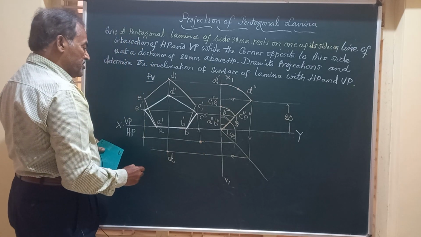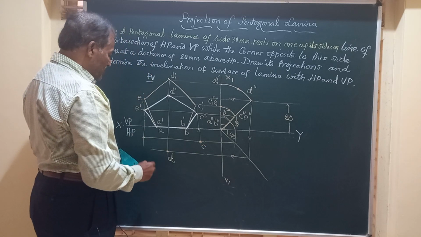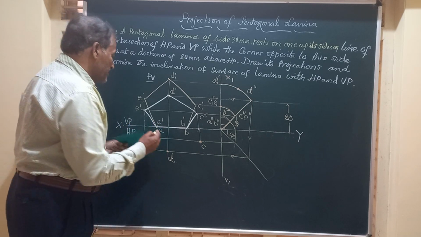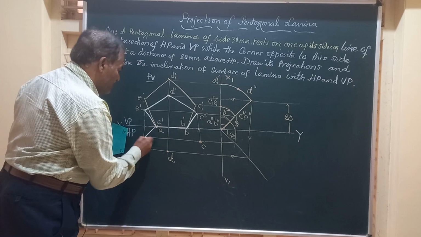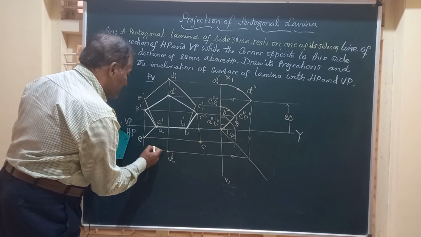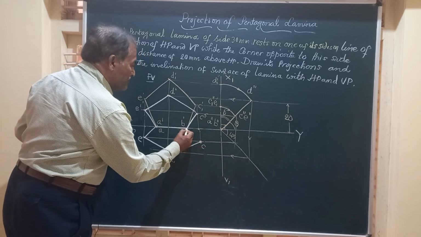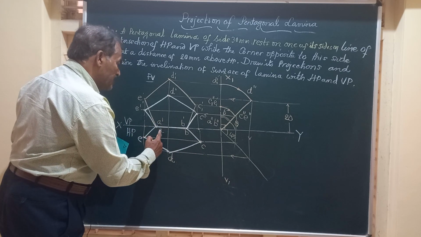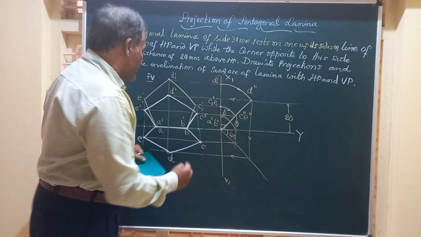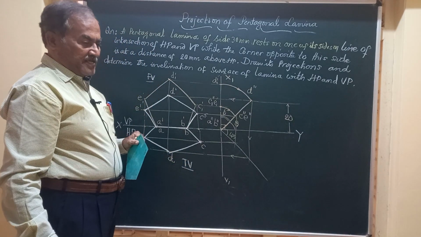So friends, we have got A, B, C, D and E. So you got all the five corners in the top view. Join them by straight lines to obtain the final top view. So I am going to join A to E, E to D, D to C, C to B. So this figure A, B, C, D, E will give you the final top view of the lamina, which is once again a distorted pentagon.